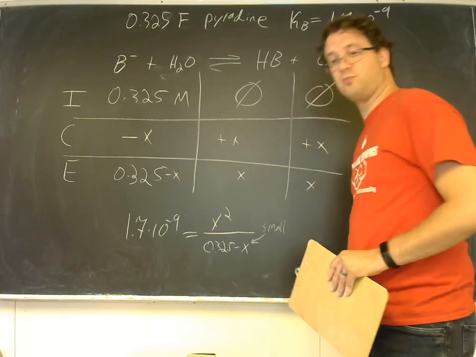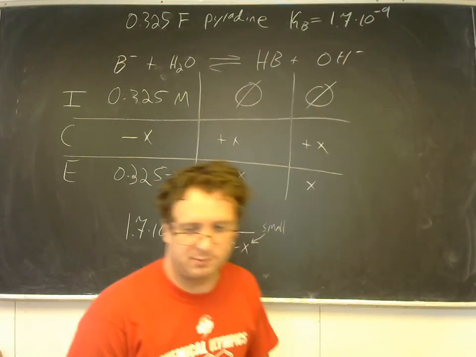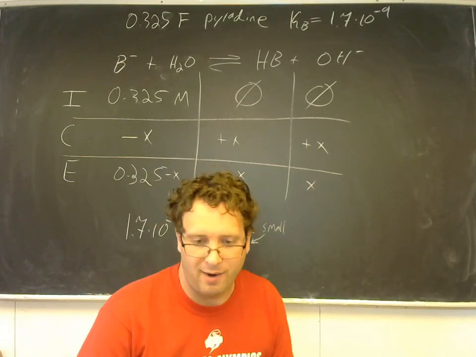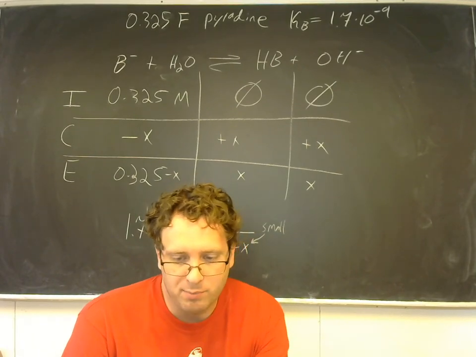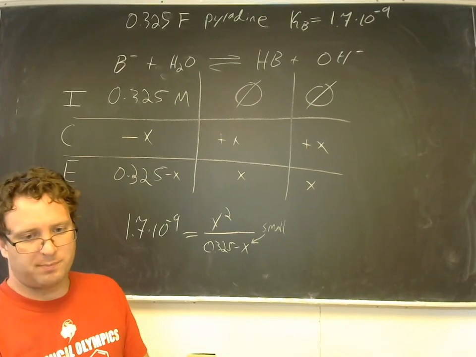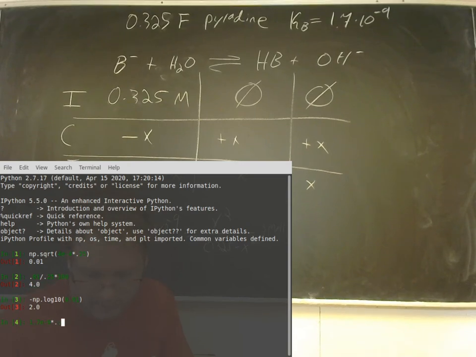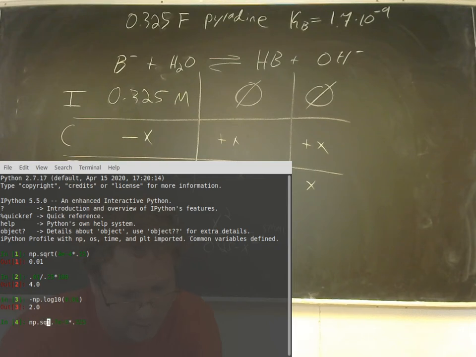Now with this times 10 to the negative 9th, that x is definitely going to be a small number. And we can prove that after the fact, but I'm not too concerned about having to use the quadratic formula here. So we'll pull up the calculator. I have 1.7 times 10 to the negative 9th times 0.325. And actually I'm going to just square root this straight away. So the square root of that product.